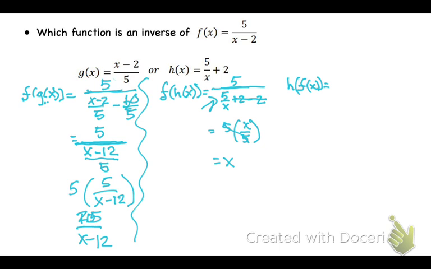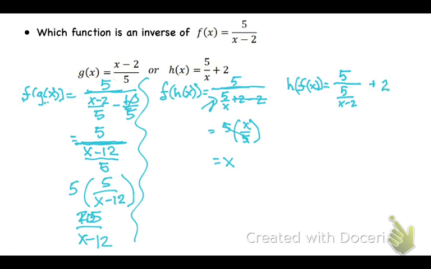So now it's going to be 5 over x, but what's our new x? It's x minus 2. So 5 over x minus 2. It's the whole thing. And then plus 2? Yes.